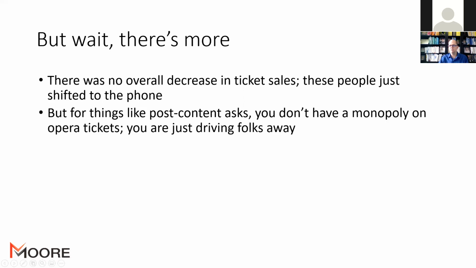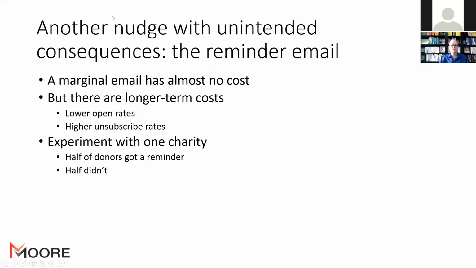The other thing that I wanted to talk about was another nudge with unintended consequences, that of the reminder email. We all know the email. It's sometimes a fake forward, and sometimes it's I wanted to make sure that you saw this, or our deadline is approaching type email. And sending that to an additional person has almost no marginal cost. You're paying for the electricity that fires a few electrons, and that's about it. But there are costs that aren't easily quantified in money, and that's lower open rates, higher unsubscribe rates, the price of potentially annoying donors and getting them not to give in the future.